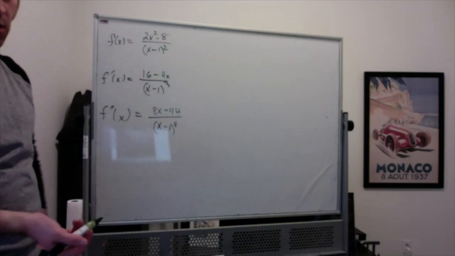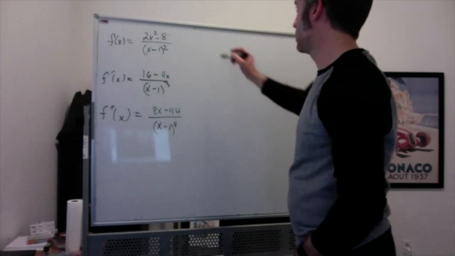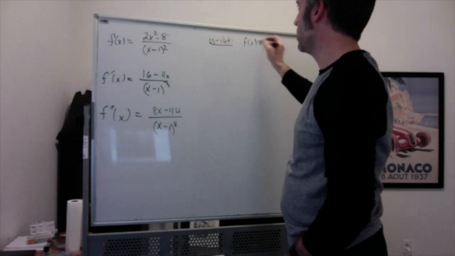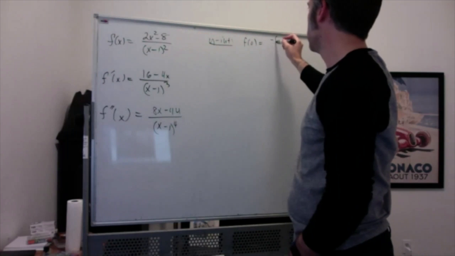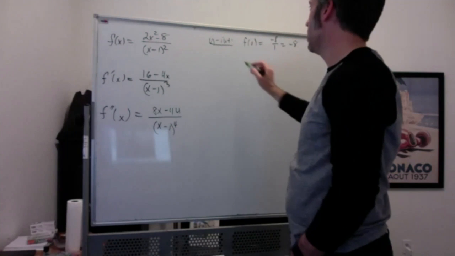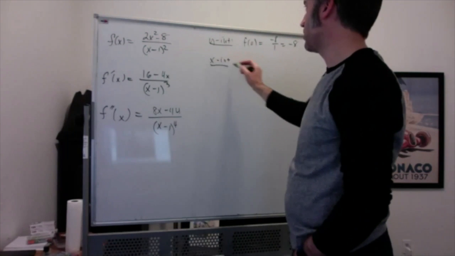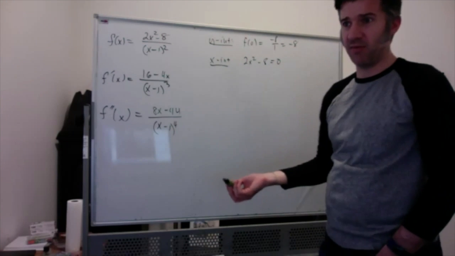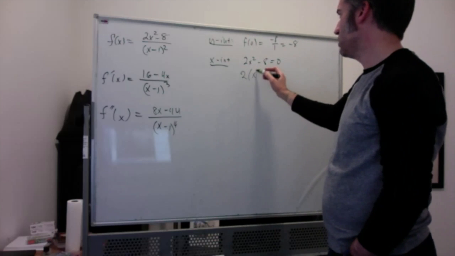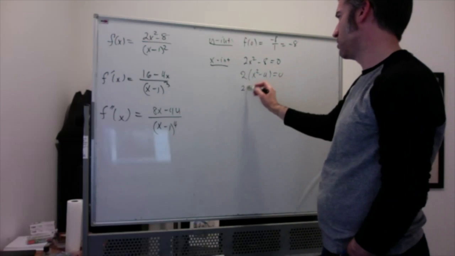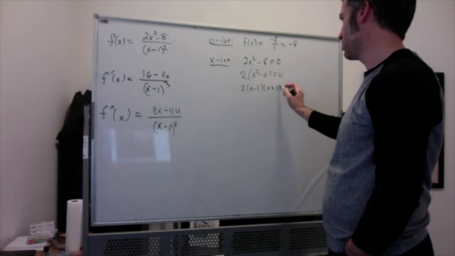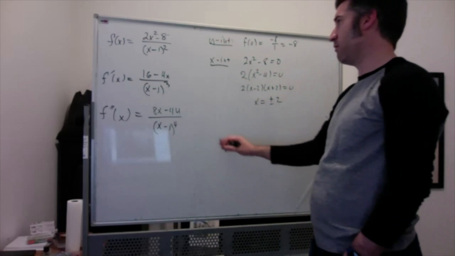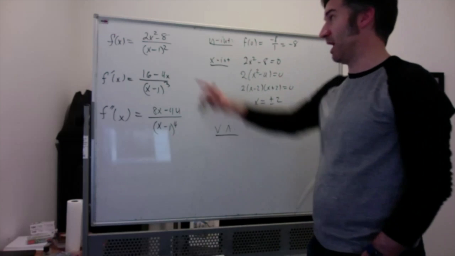Okay, so let's find all the things. So first the intercepts. So the y-intercept, you're just going to plug in 0 for x. f of 0 is going to be negative 8 over 1, which is negative 8. x-intercepts, you're going to set the whole top equal to 0. I prefer to factor, but whatever you like. 2 times x squared minus 4 equals 0. 2 times x minus 2 times x plus 2 equal to 0. So you get x equal to plus or minus 2. Vertical asymptotes, definitely have a vertical asymptote at x equal to 1.